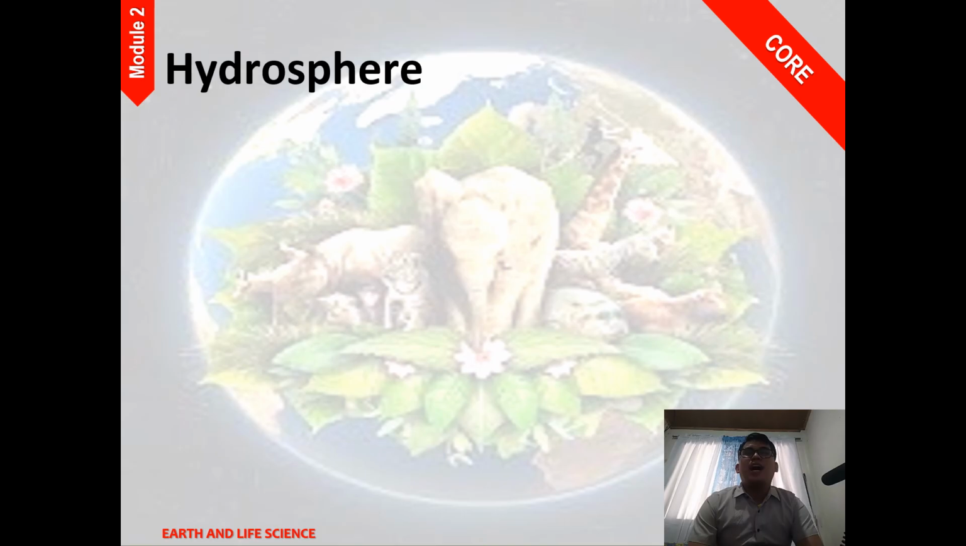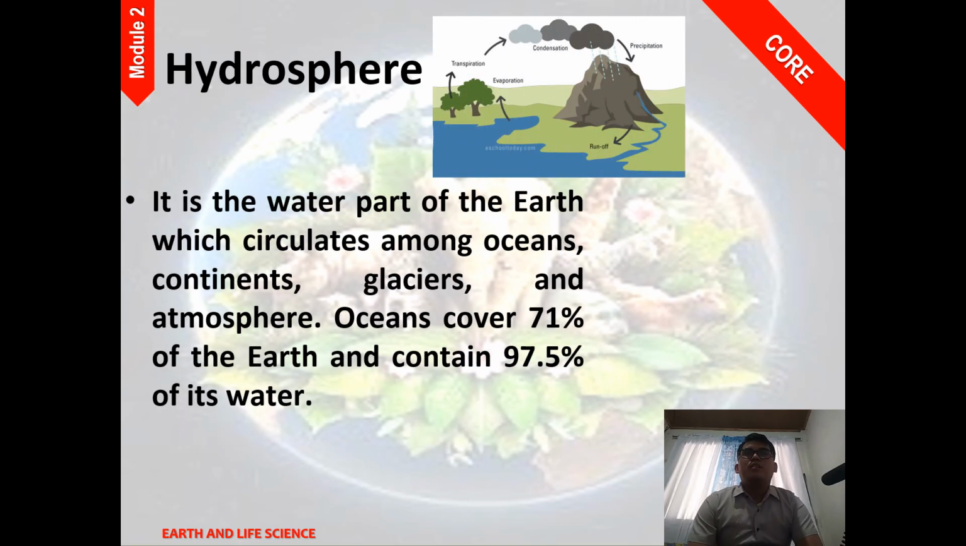Finally, we have the hydrosphere. It is the water part of the Earth which circulates among oceans, continents, glaciers, and atmosphere. Oceans cover 71% or 2/3 of the Earth and contain 97.5% of its water. As we all know, oceans are mainly salt water. Only a small percent is fresh water. But these oceans give us the water we need so that life can be sustained in our planet.